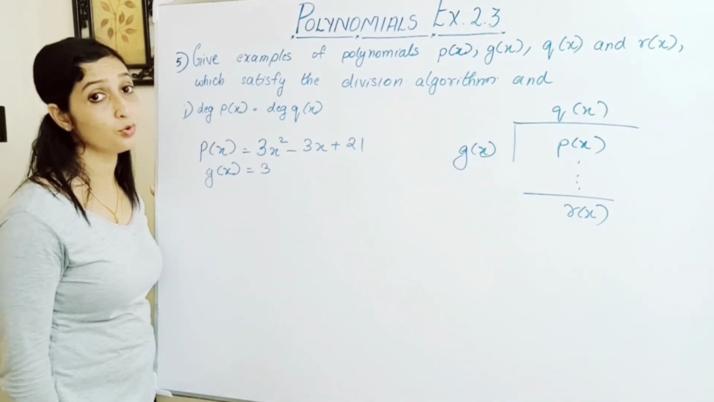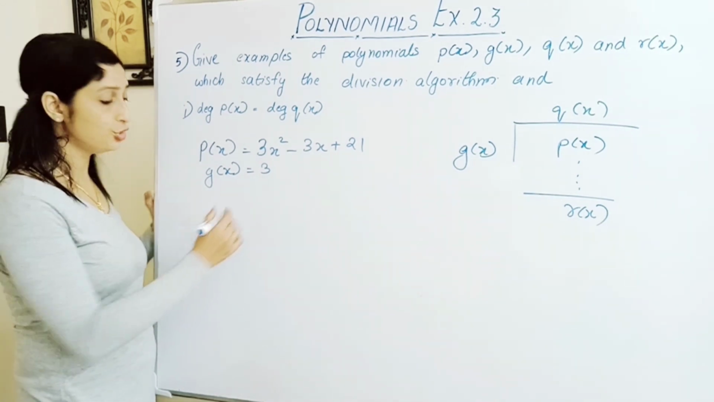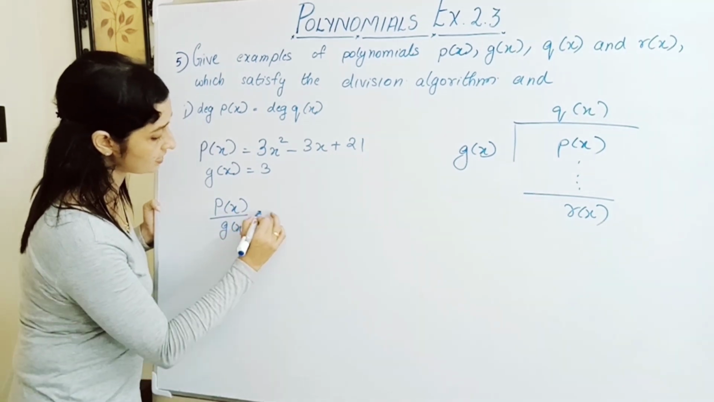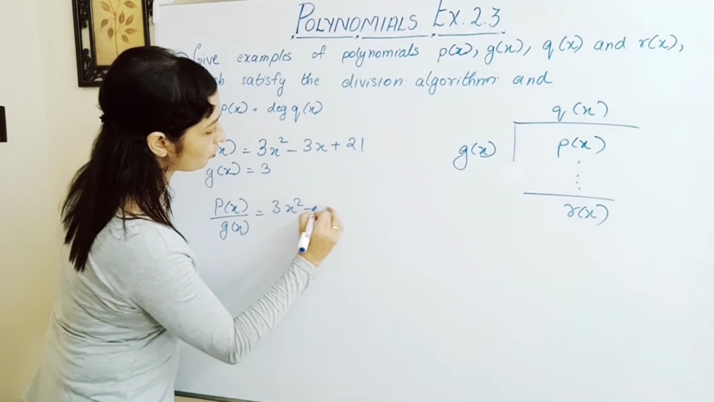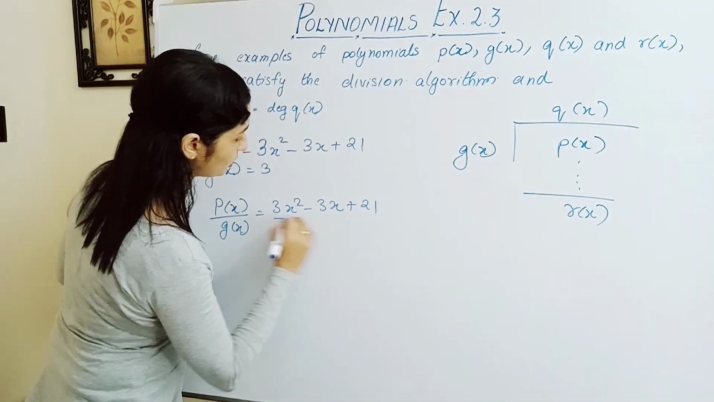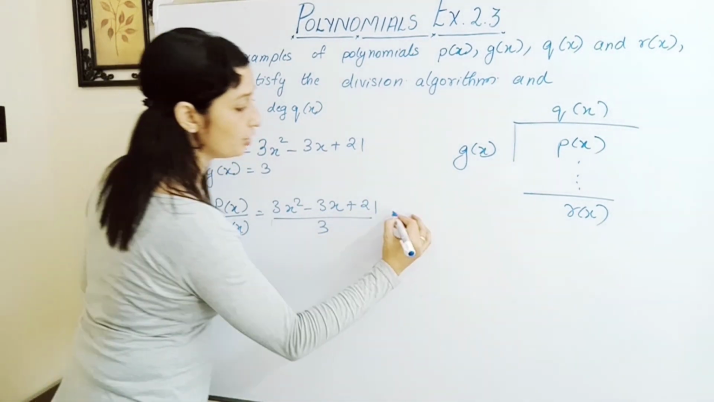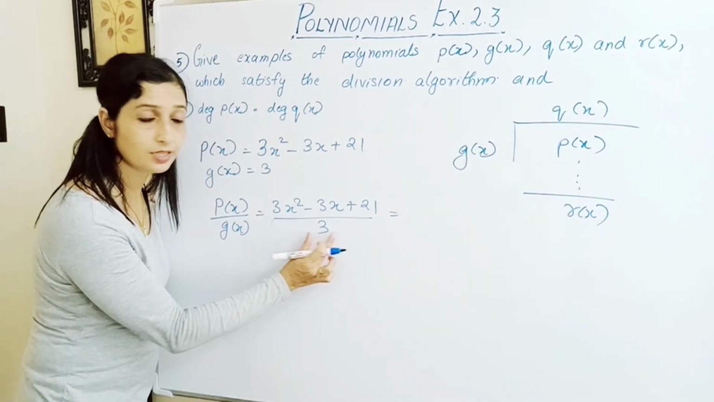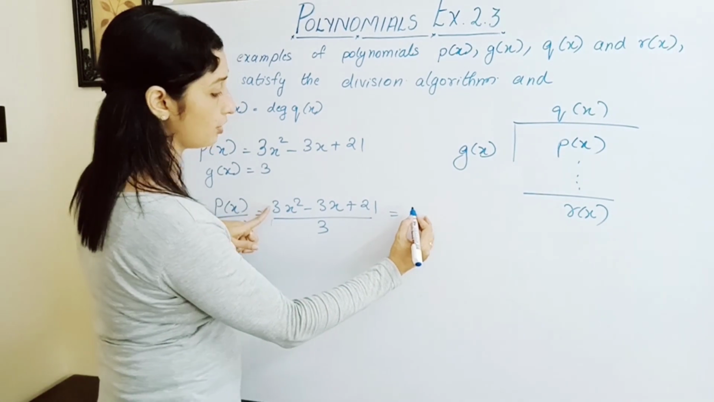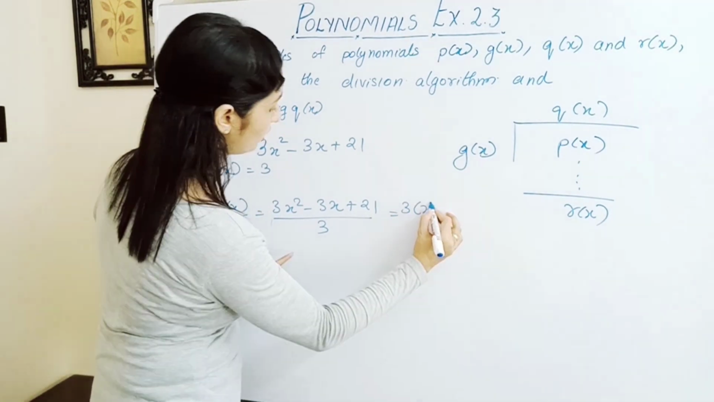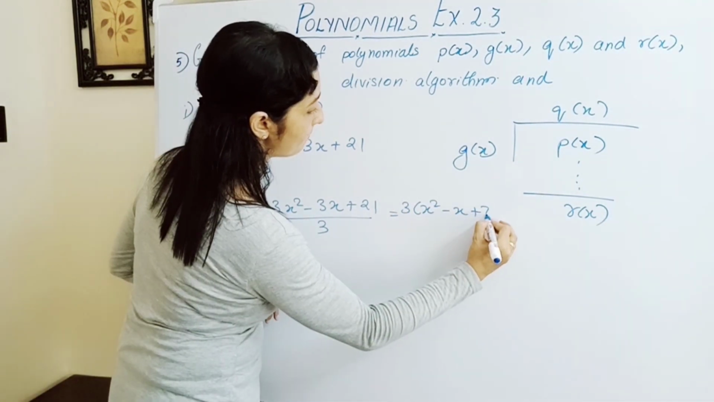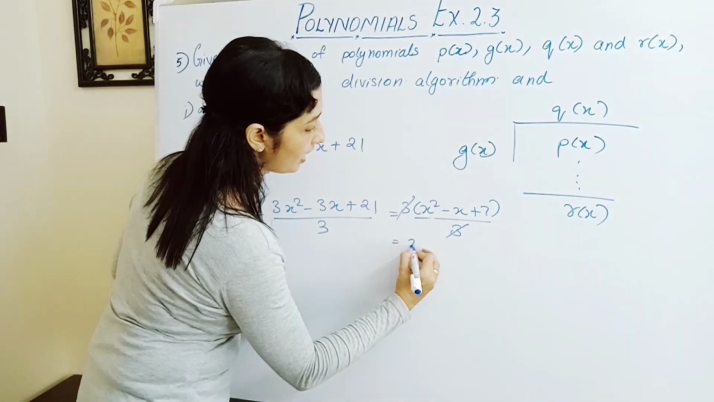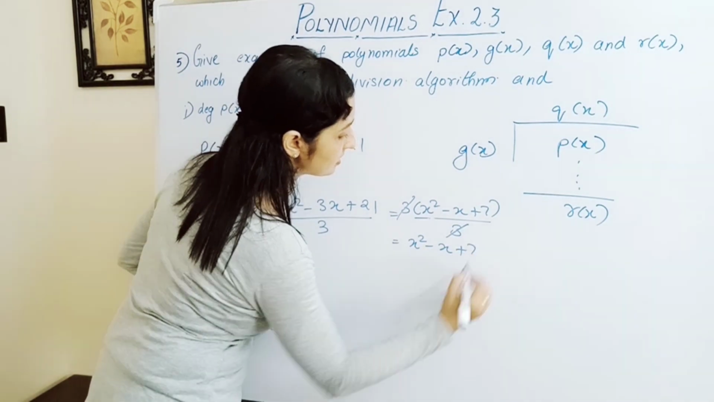Now how do you find the q of x? You divide p of x by g of x. So p of x by g of x is equal to 3 into x square minus 3x plus 21 by 3. Now here you need not perform the full division because g of x is just a constant. You can directly cancel. From here you can take 3 common. So this becomes 3 into x square minus x plus 7 by 3. 3 gets cancelled. So you get x square minus x plus 7.